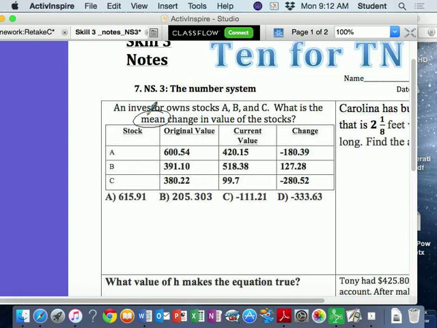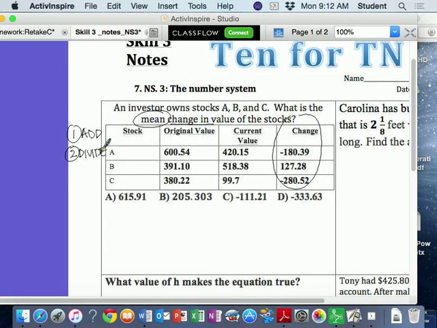Okay? So I'm looking under the change. So I'm looking at this column. All right? So how do I find mean? What are my steps? You add them all together and divide. Number 1, I add. And number 2, I divide. All right, so the first step, remember I'm only looking at this column.